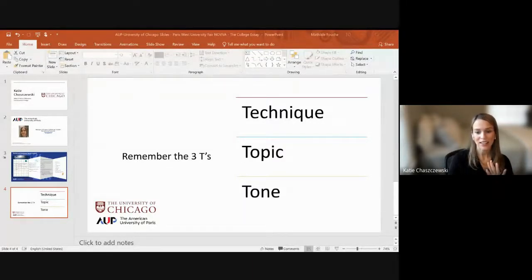The next part of the essay, the kind of thing that I think you should be thinking about, is deciding your topic. And topic choices, like has already been mentioned, are vast.